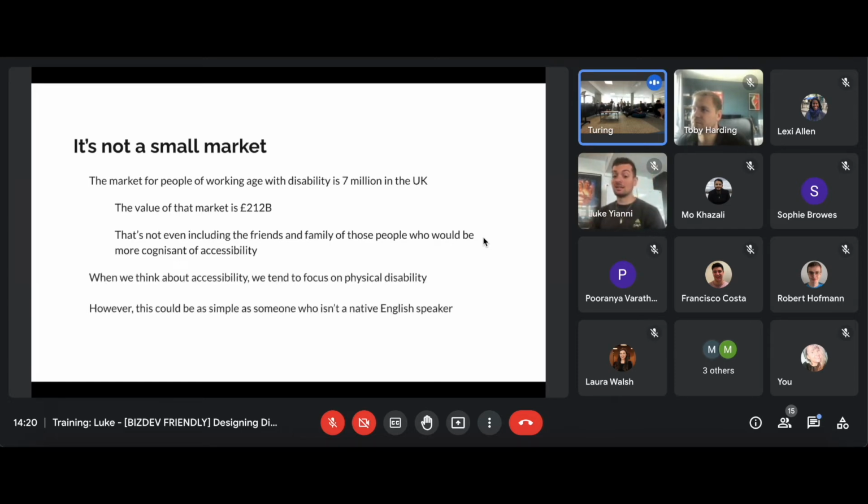And when we think about accessibility, we tend to focus on physical disability. There are other forms, non-visible disabilities as well. Like I said earlier, this can be as simple as someone who isn't a native speaker. What I'm focusing on here is the market that you're capturing when you improve accessibility and inclusivity for all the disability I've been talking about. But we also don't count gendered and racist designs. You're capturing a larger market by being more accessible to those communities, and those communities are even larger.